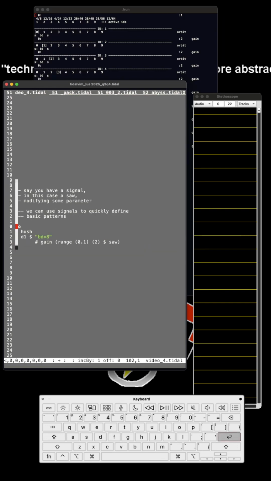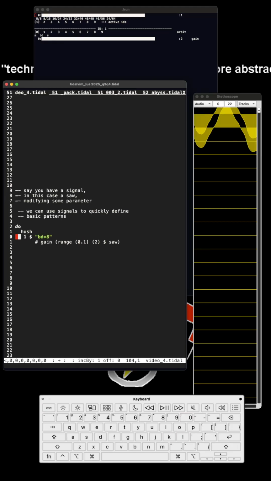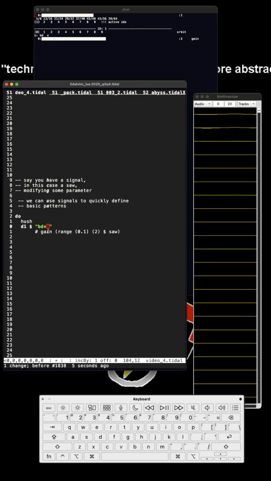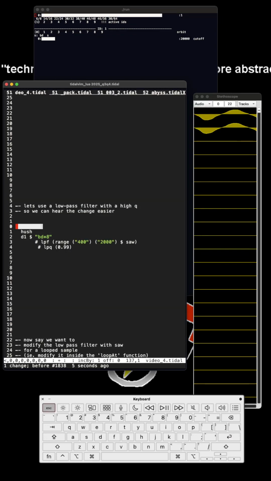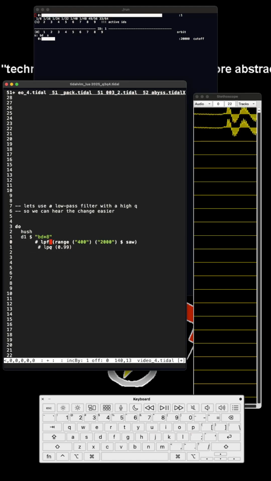So, say you have a signal, in this case, a saw. I'll be using this for the entire video. So we can use signals to quickly define patterns to modulate parameters. Here we have gain going from around 0.1 to 2 over the course of one cycle. So you can hear it starts quiet, gets louder. That's all well and good. Let's use a low pass filter with a high Q value so we can actually hear the change easier and it's not just quiet to loud.